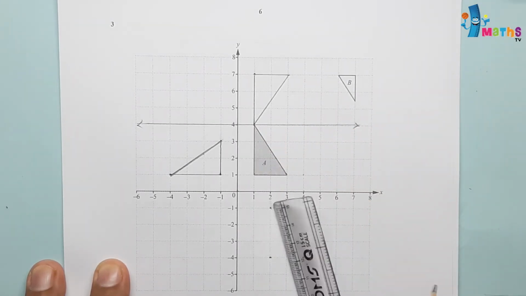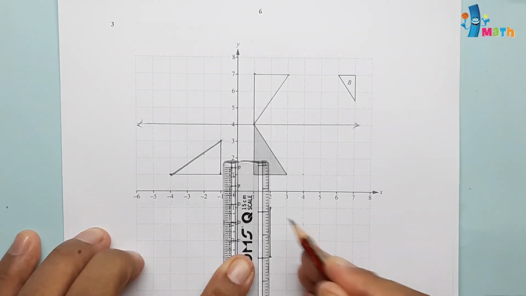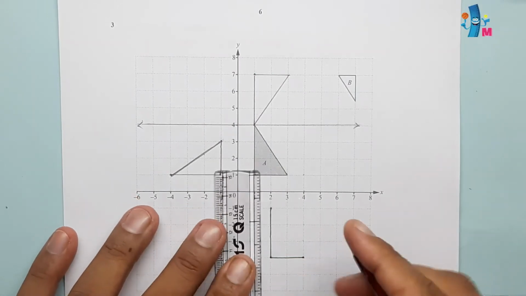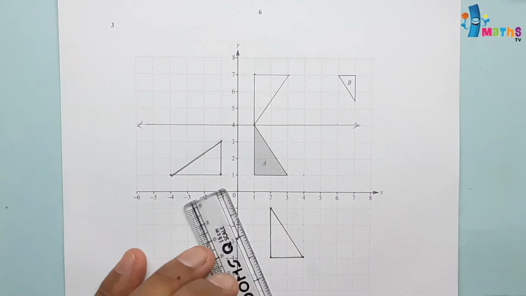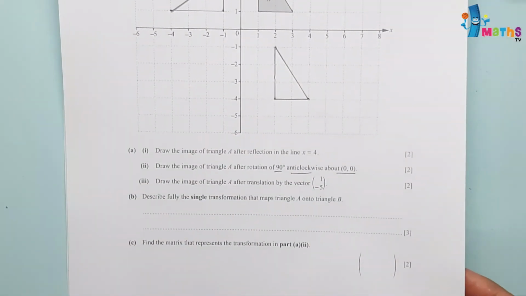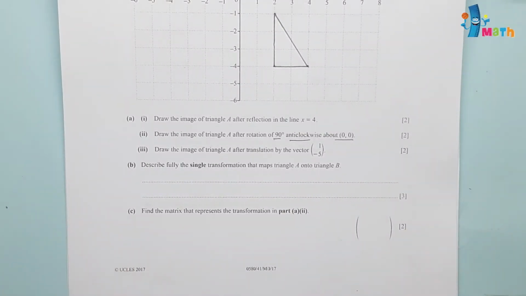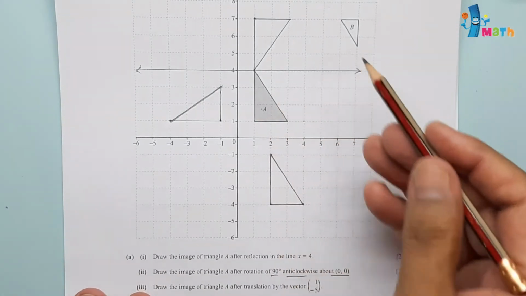This will be translation 1 and -5, so we can draw this triangle. This is translated triangle. This is translation of A. So this will be translation of A. Then B part, describe fully the single transformation that maps triangle A onto B. And if you can see, this is A, this is B.